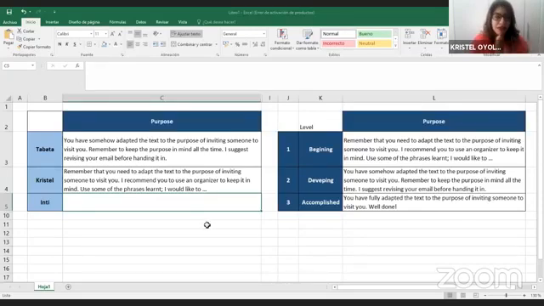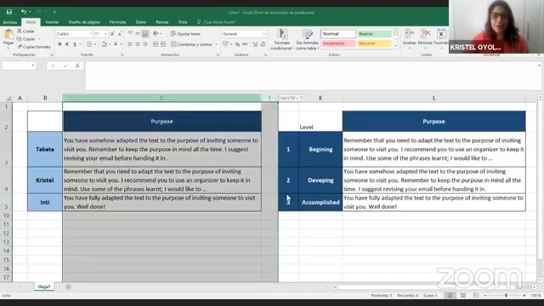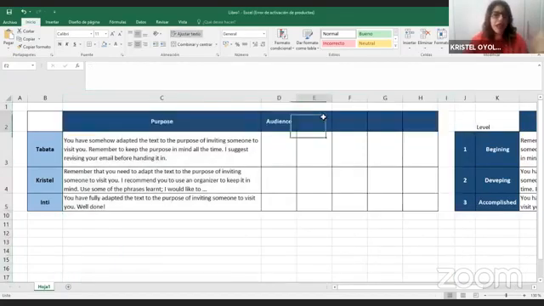How about Inti? Actually, I'm sorry, but Inti is my puppy, and he was here close to me, so I decided to use his name as an example. So now it is letter C because he has accomplished the task. I mean, this element of the task. And you have fully adapted the text to the purpose of inviting someone to visit you. Well done. Yes. And look at this. For example, here I also have the audience. And then I might need to analyze the other elements in the other performances.